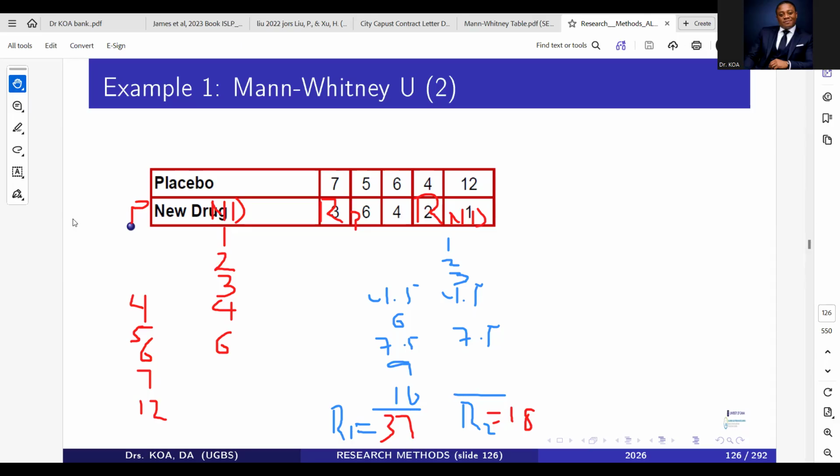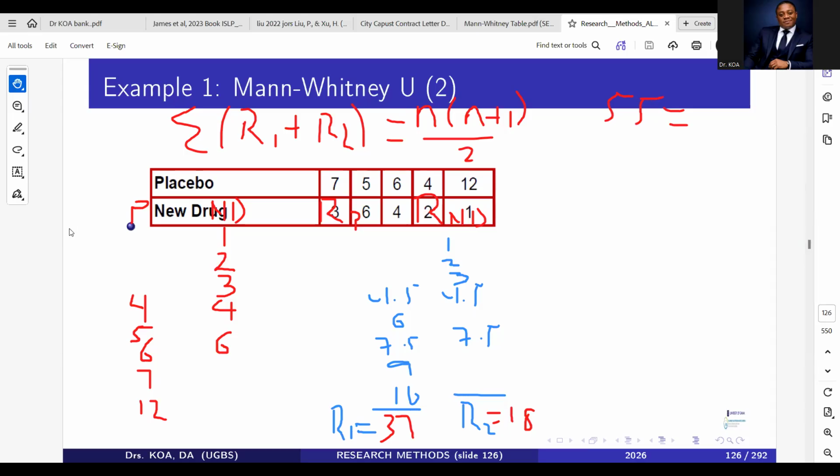Then we come to the first commandment. The first commandment says that the sum of the ranks, R1 plus R2, should be equal to n(n+1)/2. Now, R1 is 37 and R2 is 18. If we add them, it should be equal to that. When you add them, what do you get? 55. Okay, so let's put 55 here.